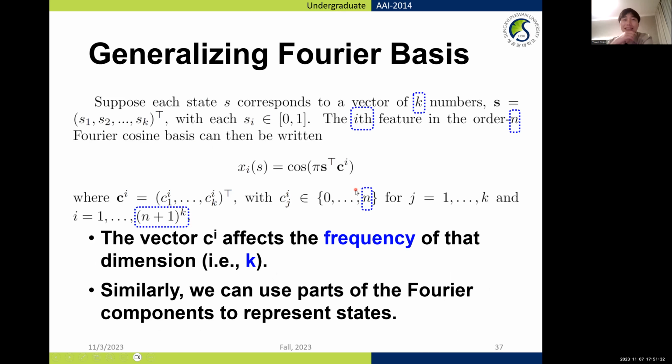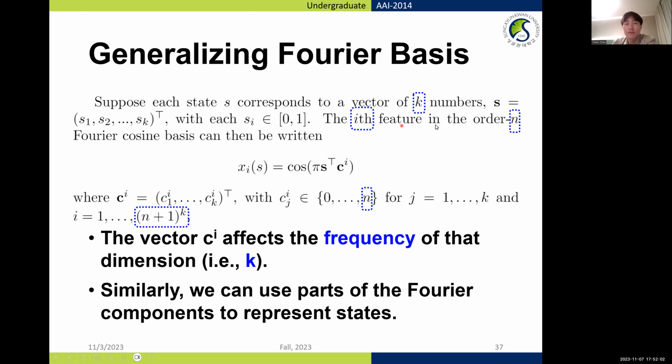Now we are generalizing this Fourier basis. Suppose that each state s corresponds to a vector of k numbers, similar to the previous definition. Each s_i belongs to the interval between 0 and 1. This is not a set, it's a range: s_i is a number between 0 and 1. It's a continuous space, inclusive of the starting point and the ending point.